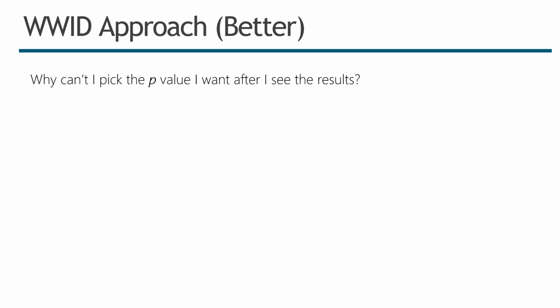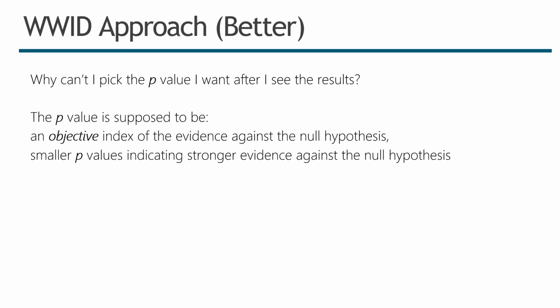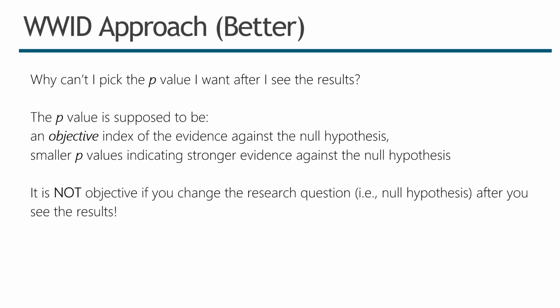Before we conclude, I want to make it clear why you can't just pick the p-value you want after you see your results. The p-value is supposed to be an objective index of the evidence against the null hypothesis, with smaller p-values indicating stronger evidence against the null hypothesis. The p-value is not an objective measure if you change the research question, in other words, if you change the null hypothesis after you see the results. If you start with a one-tailed p-value, you should end with a one-tailed p-value.